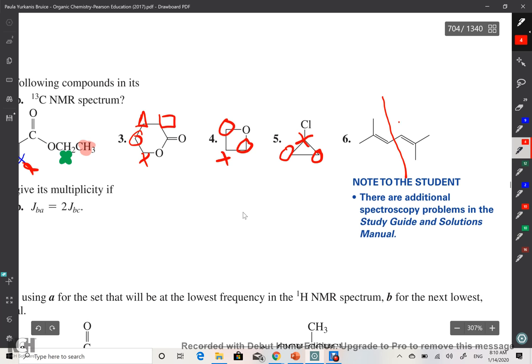I guess this will be one here. That hydrogen there. And then the two methyls on the end. The two methyls on the end will show different signals. Why would they show different signals? Because the environments are not the same. The environments are not the same. That's why they show different signals.